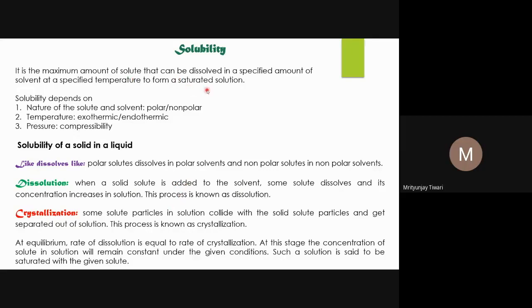So this is what the saturated solution means. The solubility is the maximum amount of a solute that can be added to a fixed amount of solvent at a given temperature, at a specified or fixed temperature. Why fixed temperature? Because the solubility, meaning the amount of solute that is dissolved, also depends on the temperature. So if you want to define solubility as a maximum amount, you have to also define the temperature.